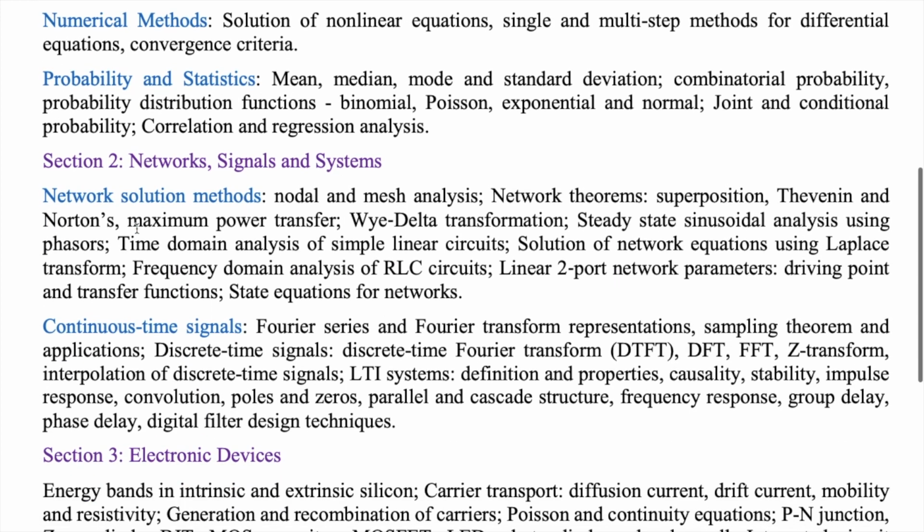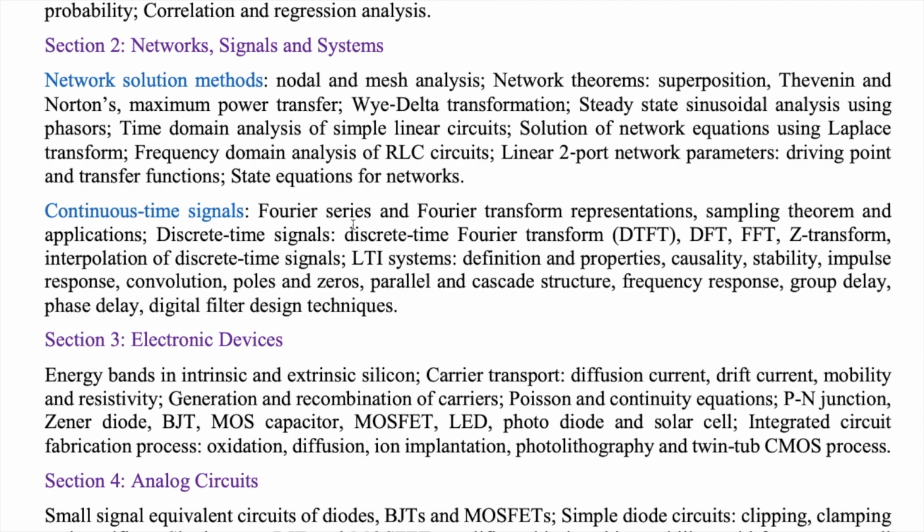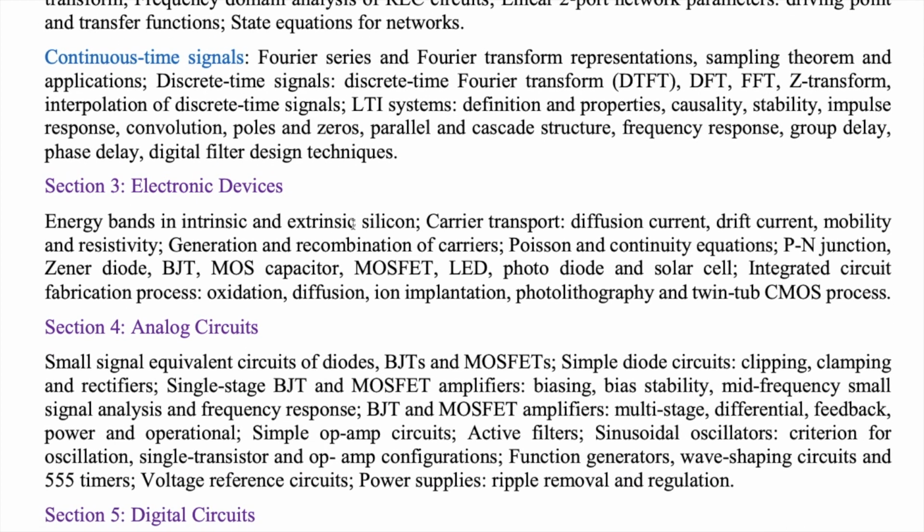In section 2, we have networks, signals, and systems. These are two subjects that are taught in most of the universities, in the second year itself. So we have network systems as a subject and signal systems as a different subject. You can go through the different topics we have in these two subjects. Then we have section 3, that is electronic devices.